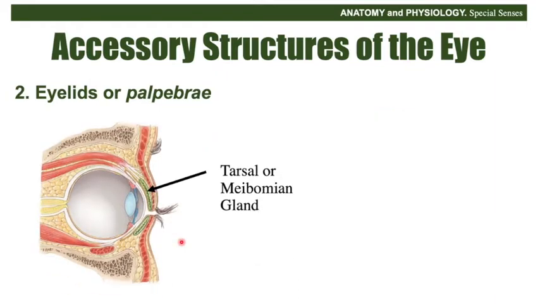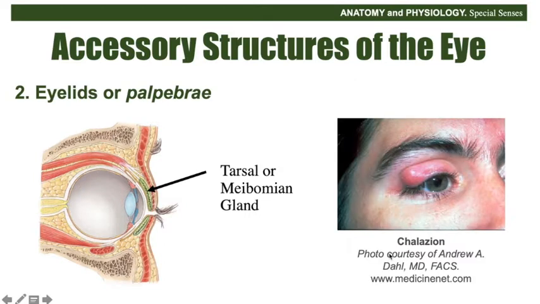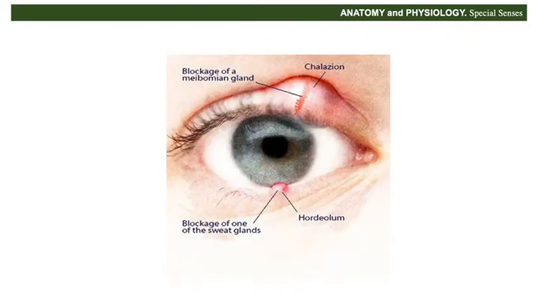Tarsal or meibomian glands are sebaceous glands that are found near the inner margins of the eyelids. They produce sebum, which lubricates the lids and restrains tears from flowing over the margin of the eyelids. A chalazion or meibomian cyst occurs when the meibomian gland is blocked or infected. What is the difference between a stye and a chalazion? A stye or hordeolum is commonly found at or near the eyelashes, while chalazion usually occurs above the eyelashes on the upper lid.